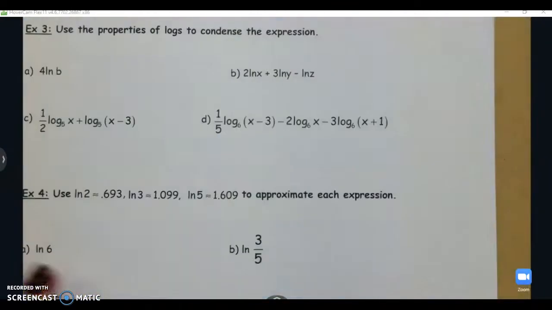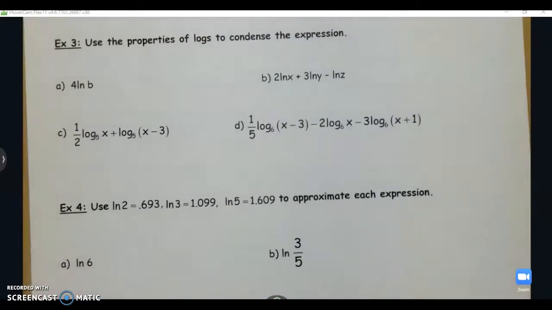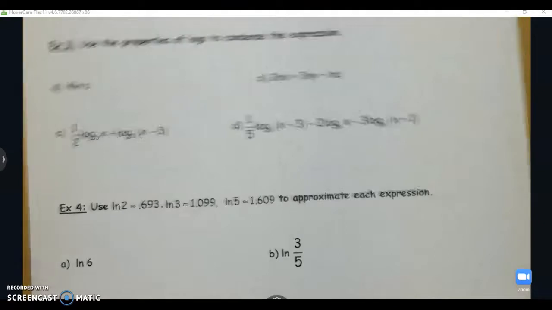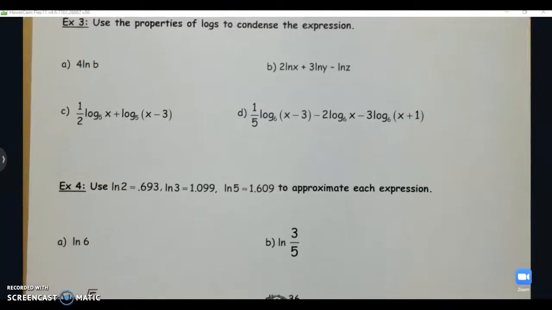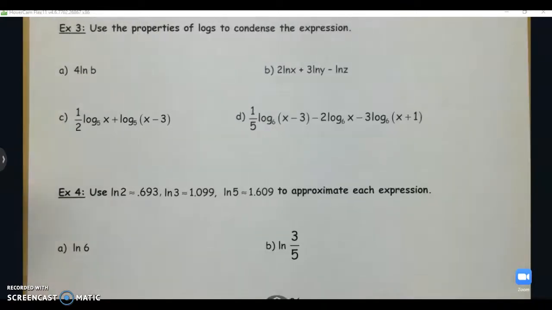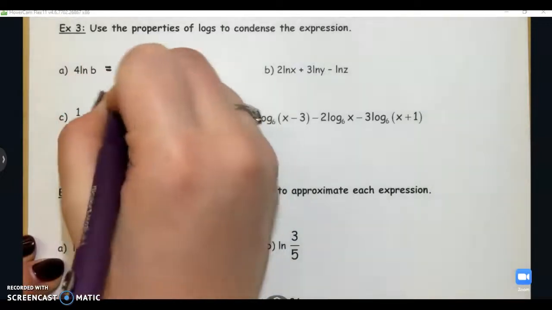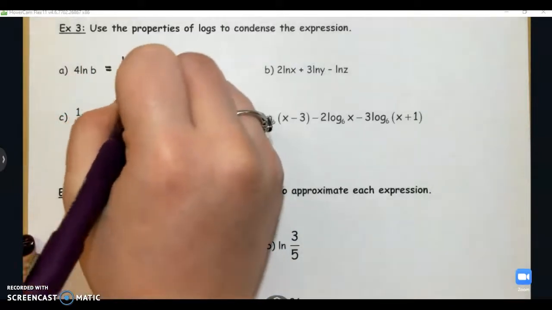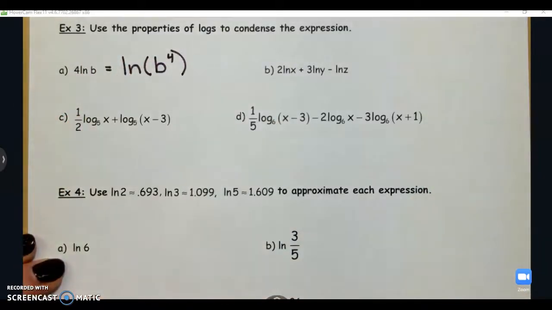Now we can also condense logarithms using these same properties, meaning we go from the expanded form to shrink it into one logarithmic expression. So starting on A, on example 3, we need to identify which property we have here, and that is the 4 in the front is going to be our exponent property. So I can rewrite that as natural log of b to the 4th power.